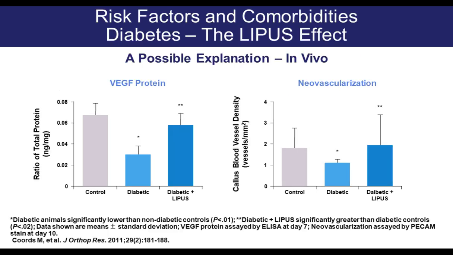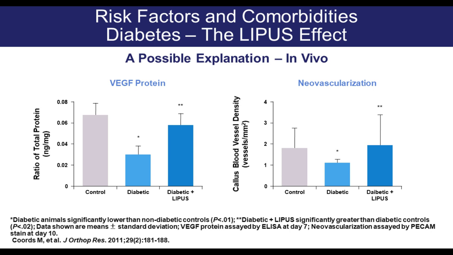This is just looking at risk factors and diabetes, in particular the LIPUS effect. So here we're looking at VEGF on the left and neovascularization on the right. So you see the control, and that's the amount of protein of VEGF that's there. And then you take a diabetic animal, and that's in the middle, and you can see that they are significantly less than the control. But you add LIPUS to the diabetic animal, and it's statistically no different than the control animal. So once again, we're seeing that with the addition of LIPUS, these risk factors are normalized. So this mouse is acting like a mouse without diabetes when LIPUS is added.